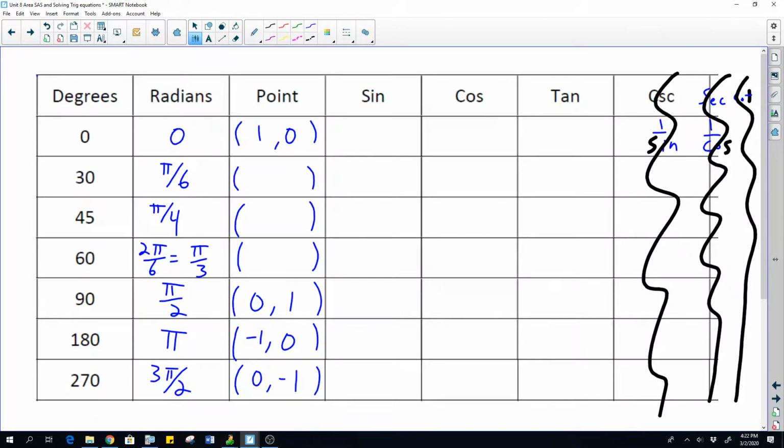Okay, so then what's the coordinate point at pi over 6, or 30 degrees? That's going to be over to the right, radical 3 over 2, and then up a half.